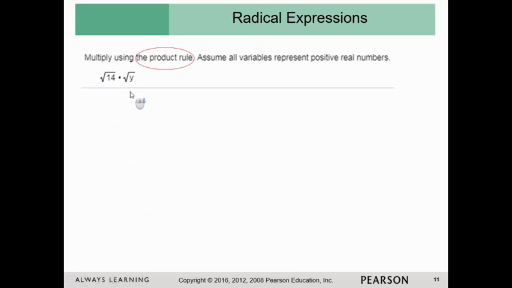Then again, notice it says use the product rule. So what we do is multiply the radicand. So we would have 14 times y, which is the same thing as 14y. And that we've simplified that. We've simplified this already. The big hint here is it tells you to use the product rule.